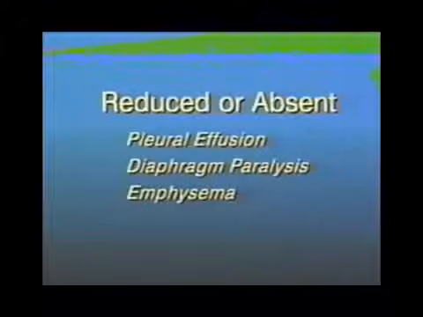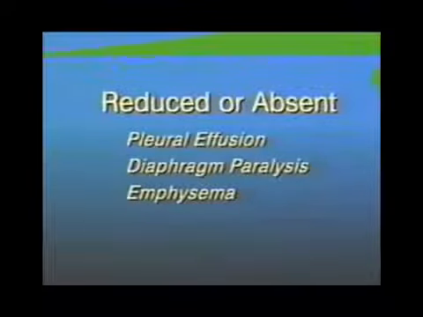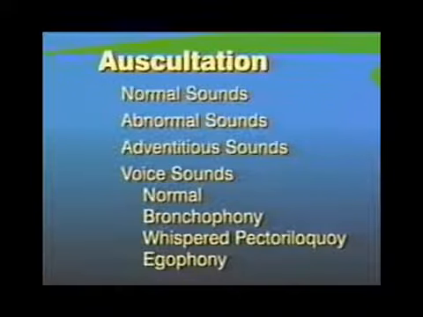To assess diaphragmatic excursion, mark the point at which resonance first changes to dullness, usually at the 10th rib. Ask the patient to take a deep breath and hold it. Percuss downward until you again hear a change from resonance to dullness. Mark this point and remind the patient to breathe out. Normally, the distance between the two marks is 1 to 2 inches or 3 to 5 centimeters. Diaphragmatic excursion may be reduced or absent in pleural effusion, diaphragm paralysis, or emphysema.